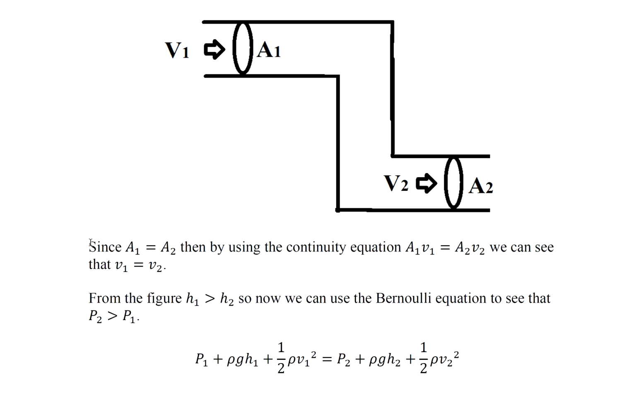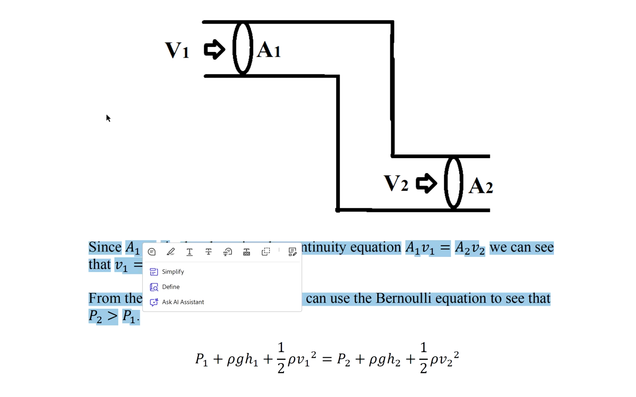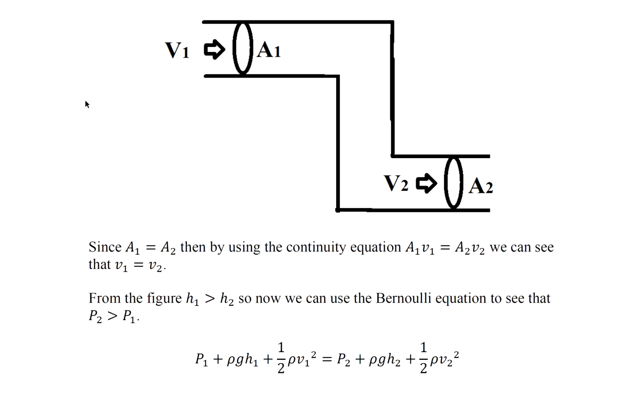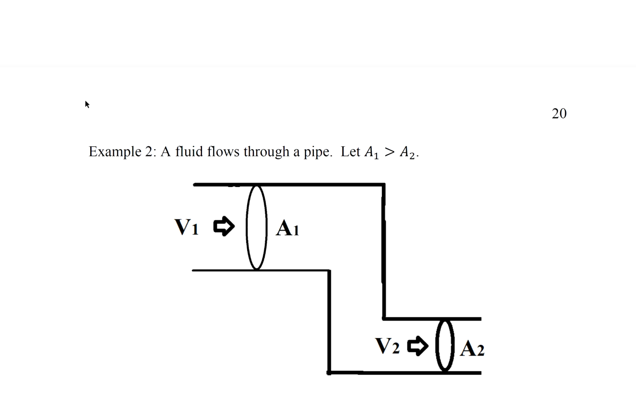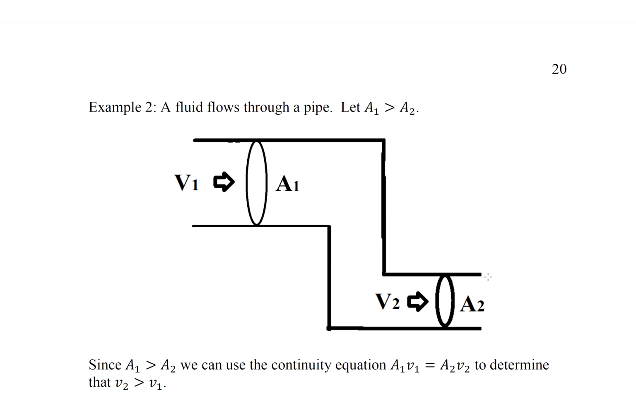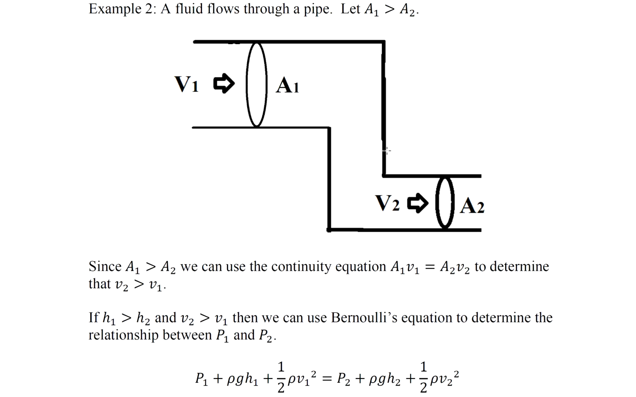Okay, so here we go. Here's another example. Now A1 is greater than A2. This is a large volume, a large cross-sectional area. Then the fluid goes through a smaller cross-sectional area. So if A1 is greater than A2, then that means V2 is greater than V1. Bam.